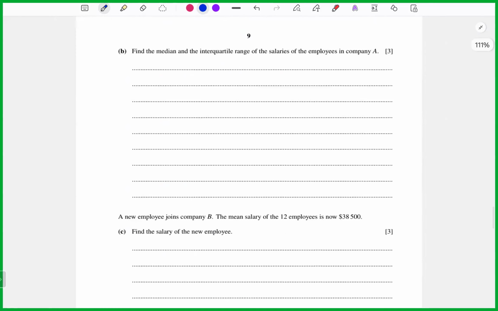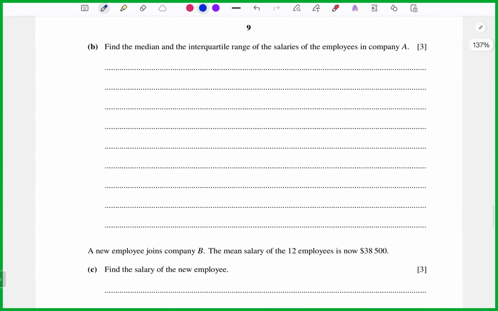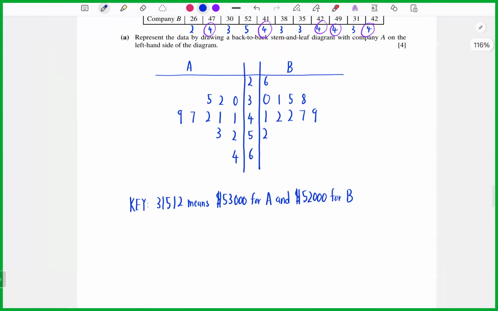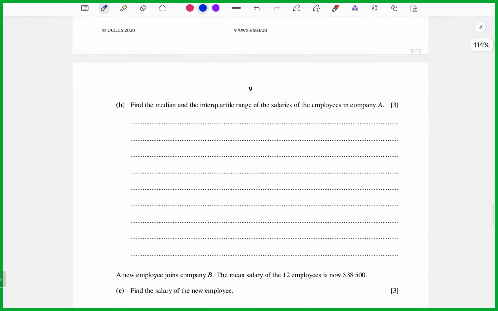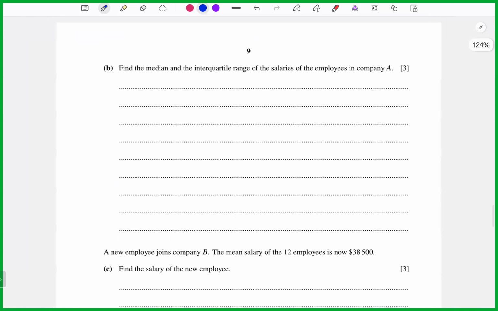Okay, so we already finished A. So now we see B. Find the median and interquartile range of the salary of the employees in company A. Okay, so let's see how to find it out. Because we have 11 here, right? So we can see the median. We can take number 6. So for the median, we look at 6.